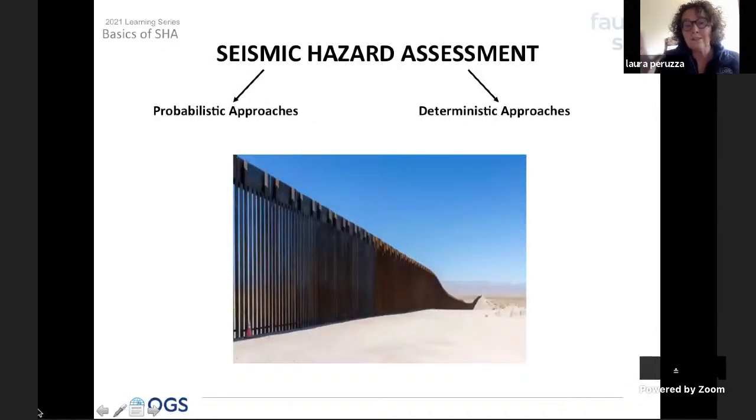Once we have defined the seismic hazard, we have to assess it, and there are two main kinds of approaches often used for assessing the seismic hazard. We mentioned the probabilistic approaches and the deterministic approaches, thinking that there is a kind of wall between them, but in reality there is not a wall between the two kinds of approaches.